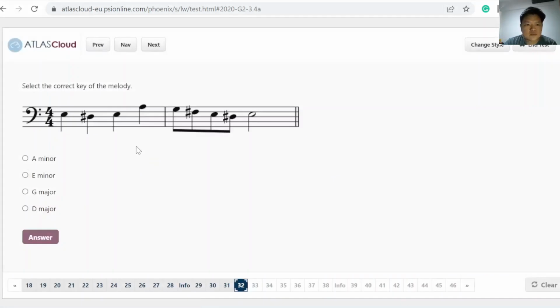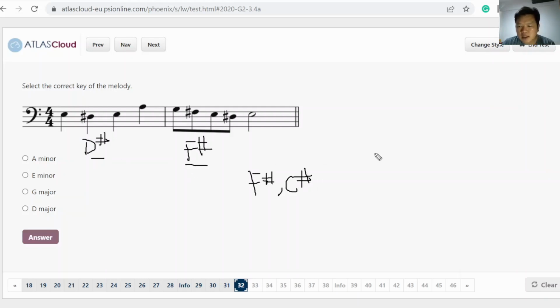Okay, next. So select the correct key of the melody. Okay, you need to find out the key here. First one, let's write down what key they have. Okay, the first one I found a D sharp. Then after that I got an F sharp here. Okay, D sharp, F sharp. Can it be major? It can't be a major, because major must be F sharp, and then the next one is C sharp. Correct. Then it must be a minor key really. D sharp and F sharp in the melody must be a minor key.